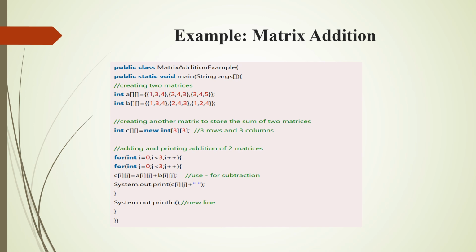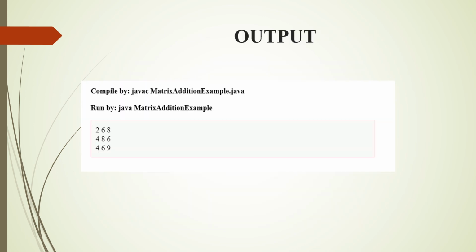After this, the for loop is executed for i from 0 to 2 row positions, and j from 0 to 2 column positions. Each and every addition value of the matrix will be calculated, and then we will print the values one by one. Here is the output for the program that is given in the previous slide.